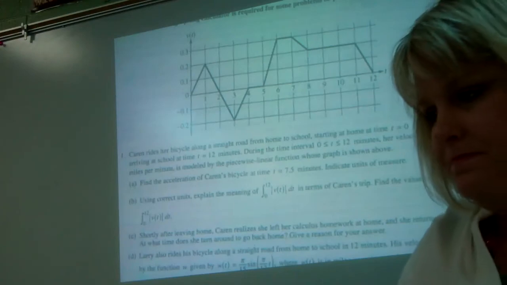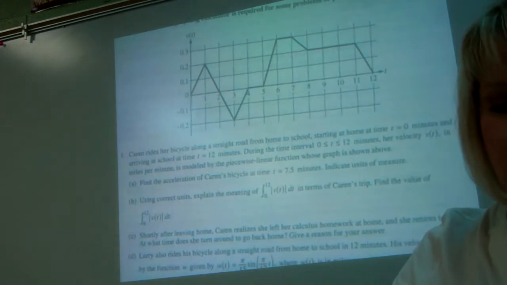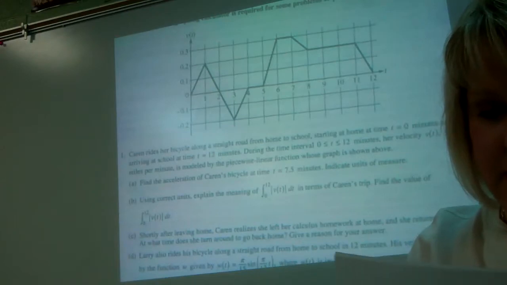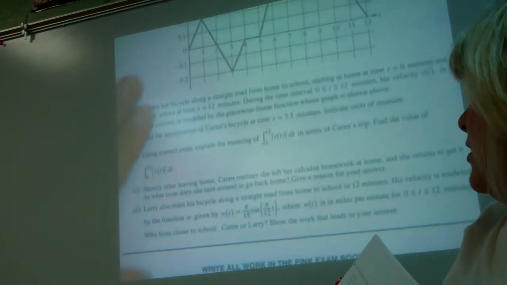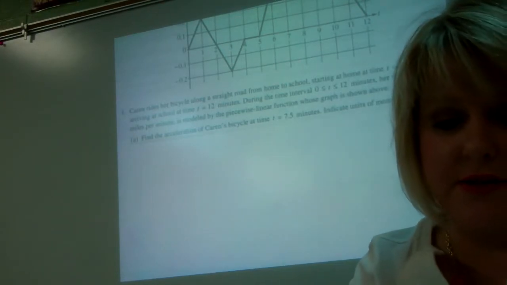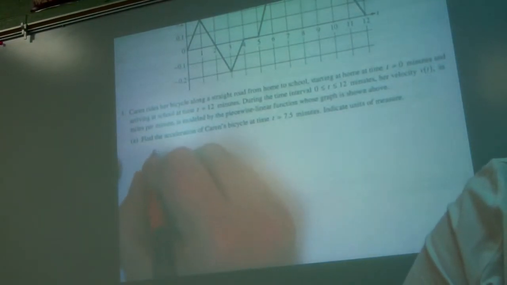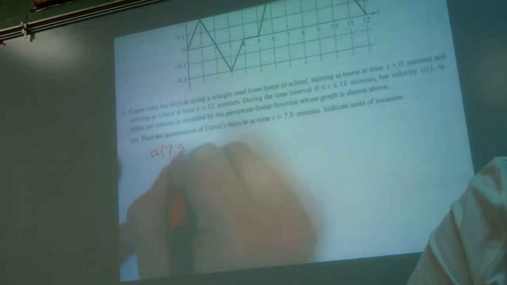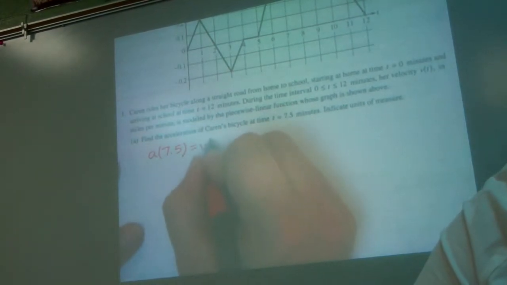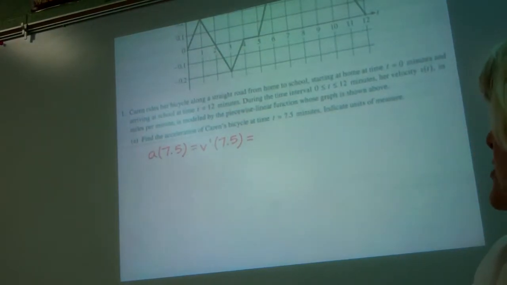Alright, so in part A, you have to find her acceleration at 7.5 minutes and indicate the units of measure. So how does acceleration relate to velocity, since velocity is what we have the graph of? If we're trying to find the acceleration at 7.5, acceleration is the slope of velocity, or the derivative of velocity. So we've got to find the slope of this graph at 7.5.